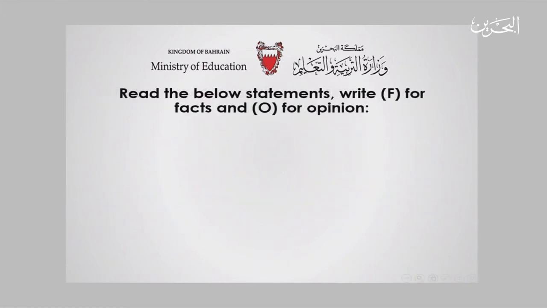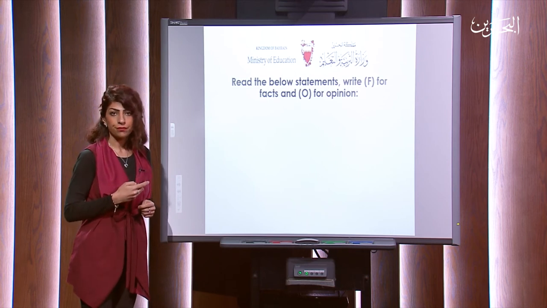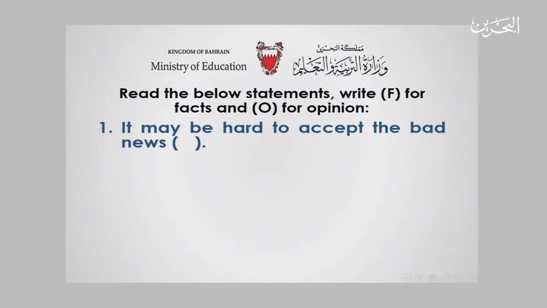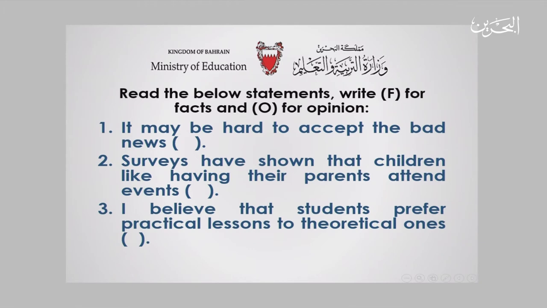Let's do an exercise to emphasize this fact. Now, read the below statements. You're going to have three statements, and I would like you to think whether they are facts or opinion. Pay attention to this. You're going to write F for facts and O for opinion. Number one, it may be hard to accept the bad news. Number two, surveys have shown that children like having their parents attend events. Number three, I believe that students prefer practical lessons to theoretical ones. I'll give you a minute, think about them, and write either O or F.